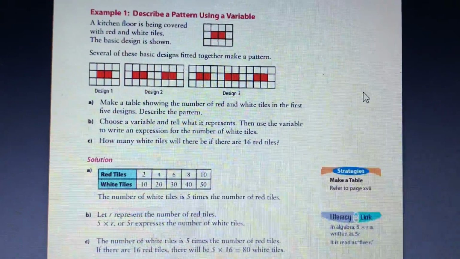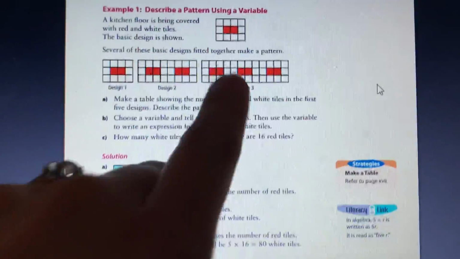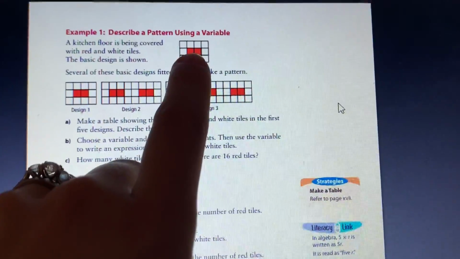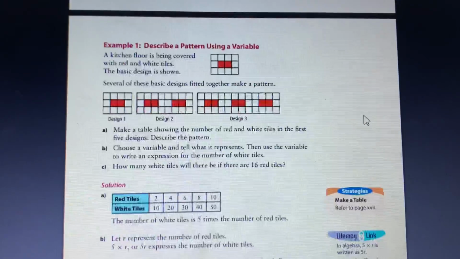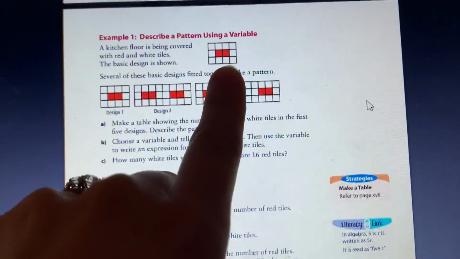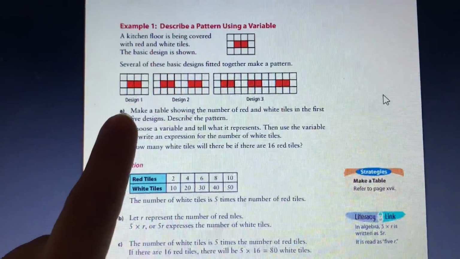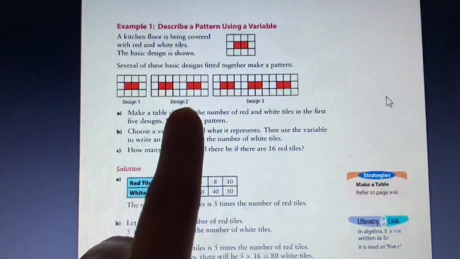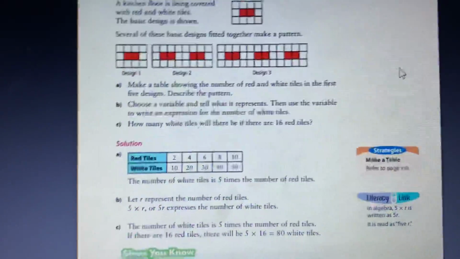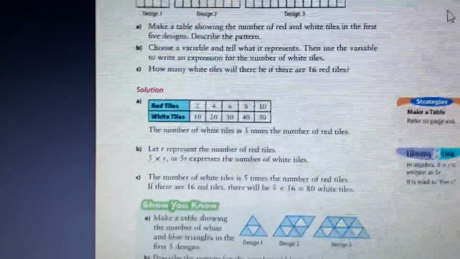In this example question, you're putting down a kitchen floor and the pattern looks like this. So you have 10 white squares and 2 red squares. But it's possible your kitchen floor is going to be way bigger than just 12 squares. So there's different options. You could do 2 designs, or 3 designs, or 4 or 5, or however many you would need. So the first part, which is what we've learned in 10.1, is to make a table.